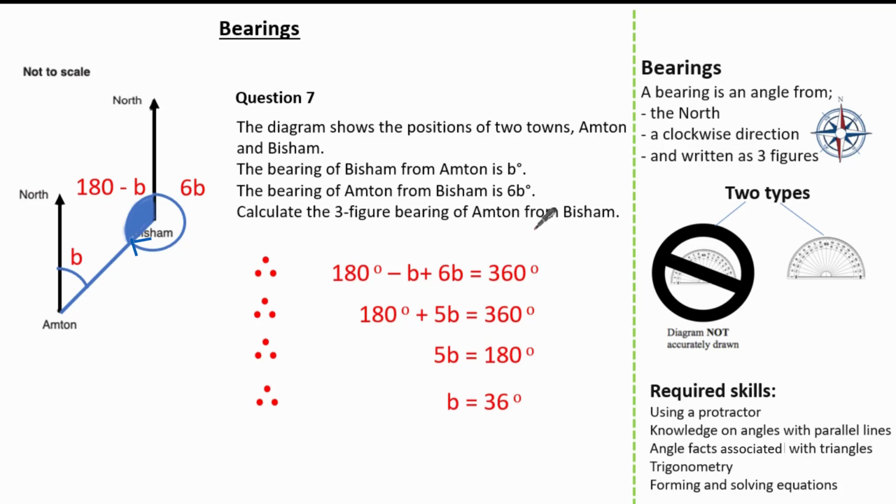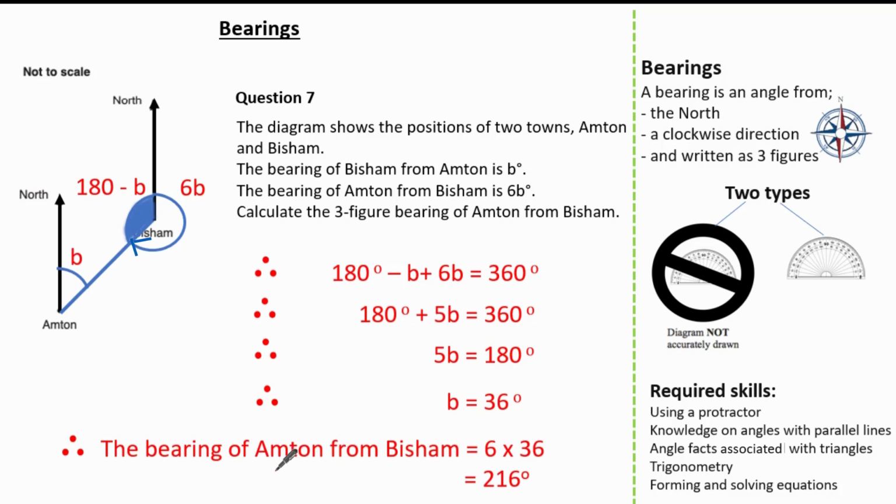Therefore, the bearing of Ampton from Bisham is 6b. We can work this out numerically. The bearing of Ampton from Bisham must be 6 times our 36, which is 216 degrees. In summary, we've gone through two different types of exam questions, questions where you'll need to use a protractor and others where you do not need to use a protractor but have to use a range of different knowledge and skills to tackle the question.